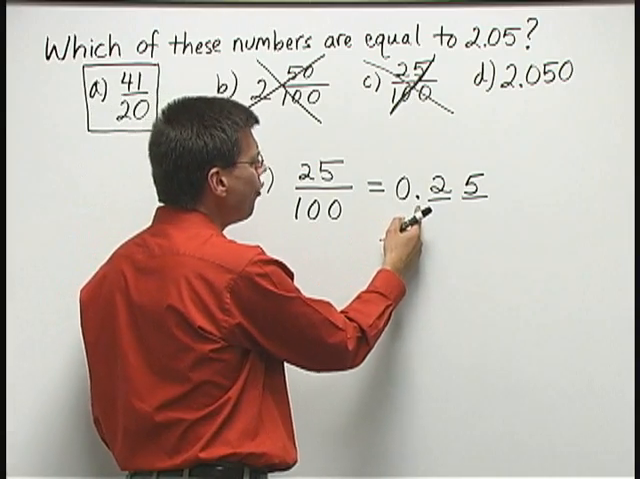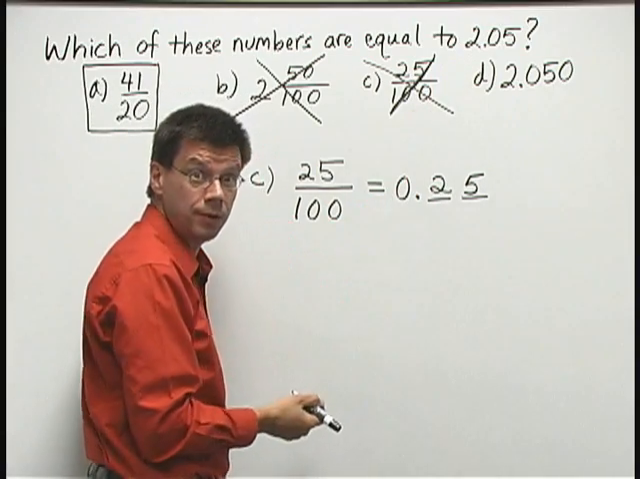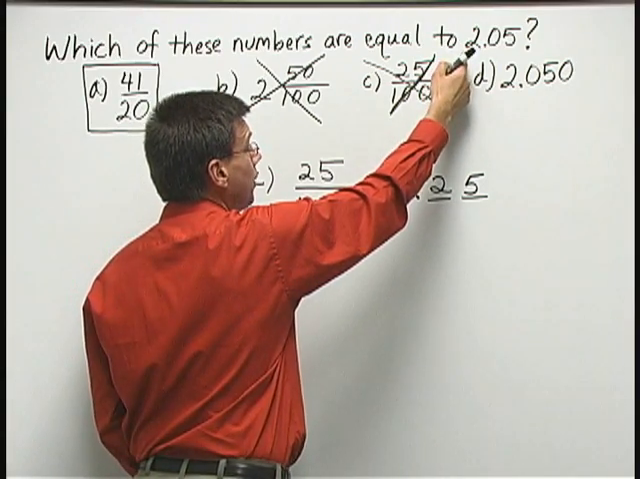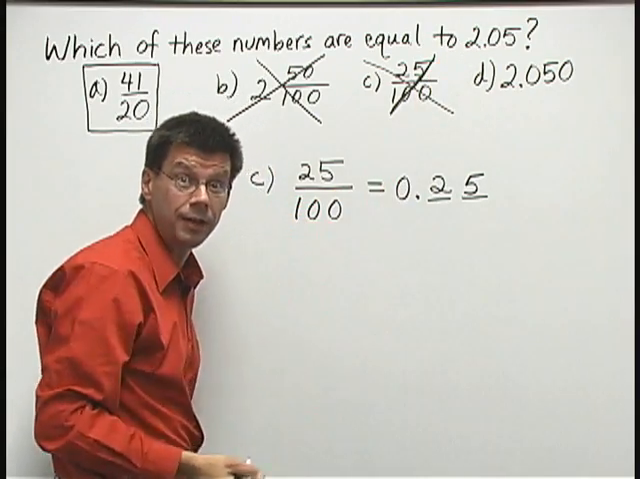And again, there's no way this is equal to 2.05. 0 whole number part here, 2 whole number part there. They're definitely not equal.